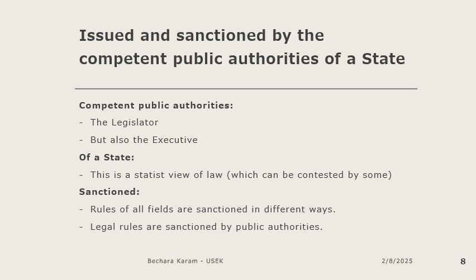Now, sanctions may differ. When it comes to law, legal rules are issued by competent authorities. The main institution, at least in our system, the Lebanese system, is the parliament, the legislator. The legislator in Lebanon is the parliament, and the parliament votes and passes laws. So the major source of legal rules is the parliament. Legal rules are usually passed by the parliament.